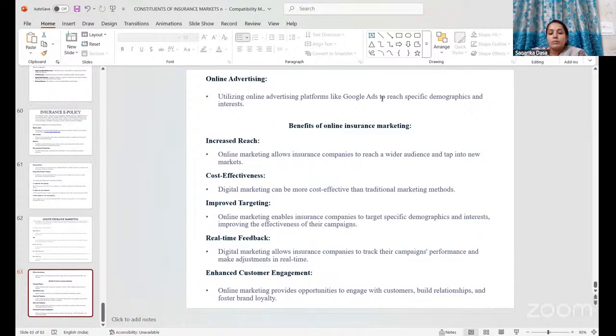Real-time feedback: digital marketing allows insurance companies to track their consumers' performance and make adjustments in real time. Enhanced consumer engagement: online marketing provides opportunities to engage with consumers, build relationships, and foster brand loyalty. With the help of online insurance marketing, consumer management can be easily maintained. Enhanced engagement of consumers will be maintained by the insurance company. So these are the benefits of online insurance marketing.